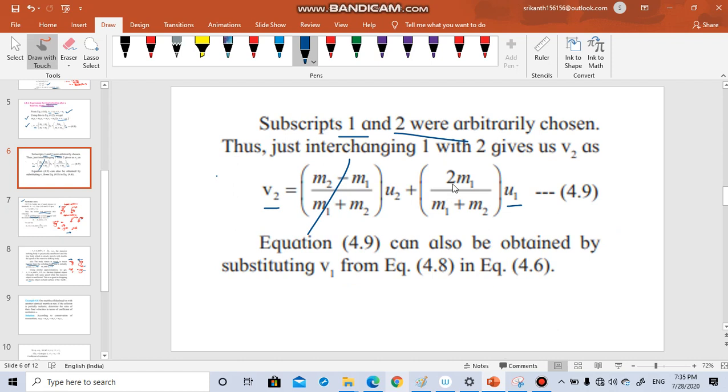Let us say m1 is the big body. So this will become 2m1 by m1. Because m2 is very small, 2m1 by m1 will become 2. And m1 is big, so in the numerator minus m1 will remain, and in the denominator plus m1 will remain. So you are getting v2 is equal to minus u2 plus 2u1.